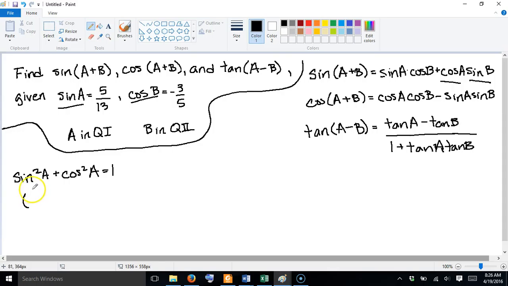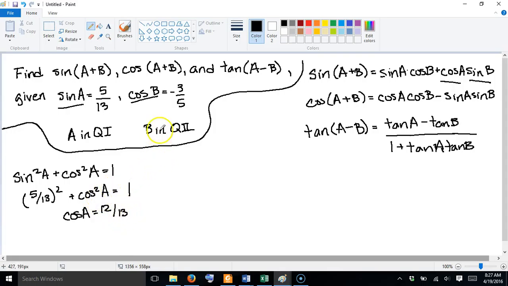From there, we can figure out, after we put in 5 over 13 and square it, subtract it from 1. I don't know why I put a negative there. Let's erase that. And then take the square root of both sides, and you've got cosine of A is equal to 4/5. Or not 4/5, I'm on the wrong page, 12/13.